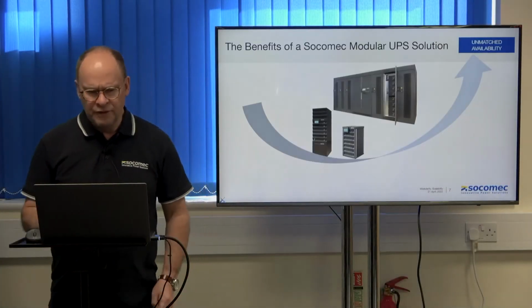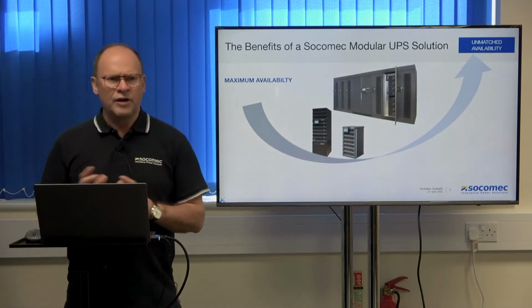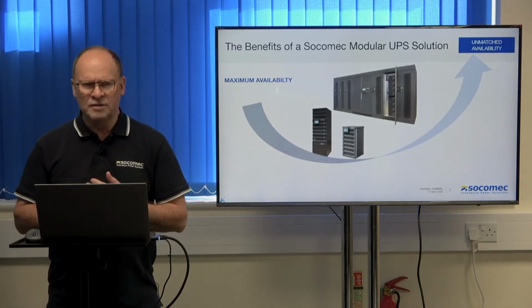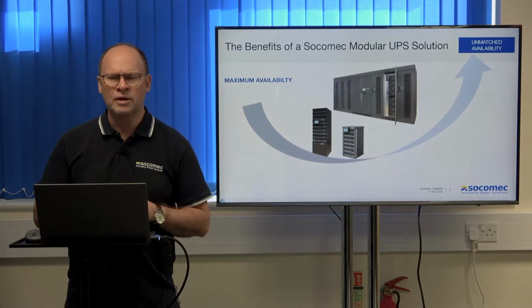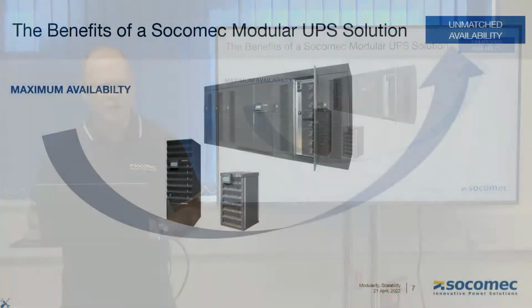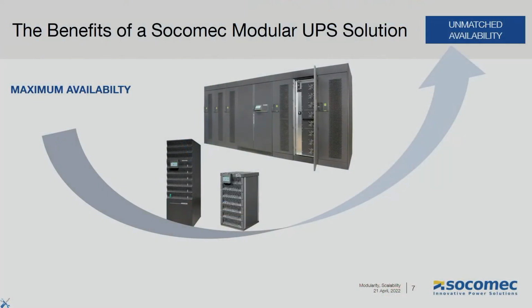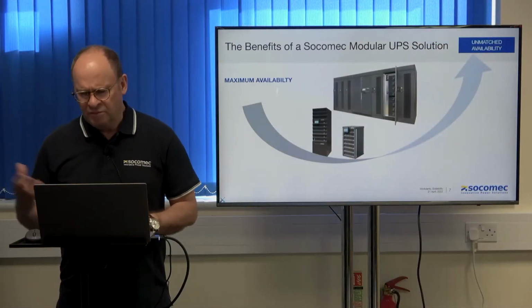So briefly, the benefits of a modular system. Availability. Availability is the proportion of time where power is provided to the load. It's typically mentioned in the number of nines, so 6 nines, for example, would be 99.9999%. And it goes on to longer numbers than that.